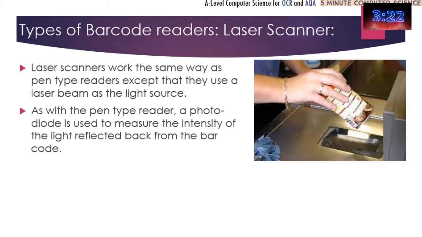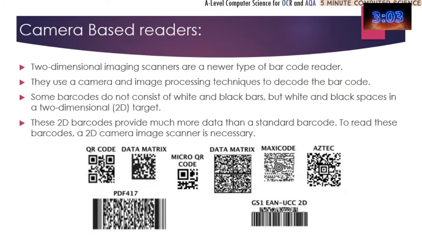A photodiode generates a waveform that is used to measure the widths of the bars and spaces in the barcodes. Another type of reader is a laser scanner. You're quite familiar with this in a supermarket. You can see here the barcode, and it uses exactly the same system as a pen, except that it's in a static form, and it's a little bit more accurate in terms of reading the barcodes. Now we've got another method of using barcodes, which is a camera based reader.